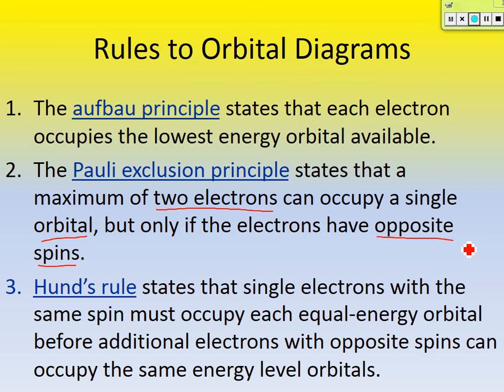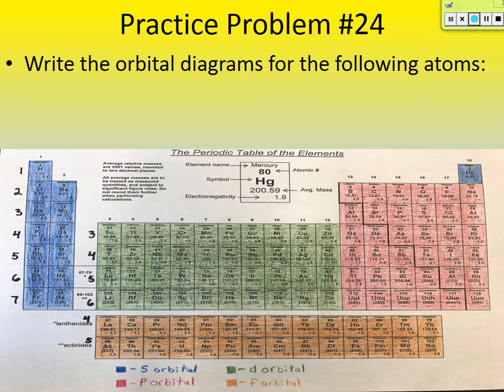And then there was Hund's rule. It states that single electrons with the same spin must occupy each equal-energy orbital before additional electrons with opposite spins can occupy the same orbital. This will make sense as we go through some of these example problems. Okay, so example problem number 24. Be following along in your book. We're going to do part A first, for hydrogen.